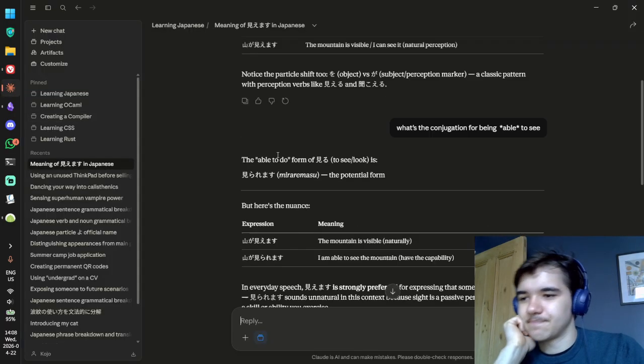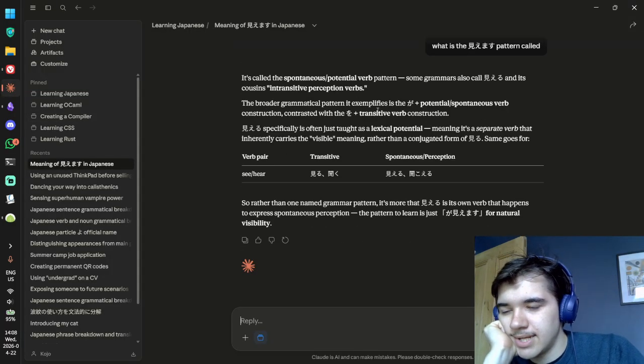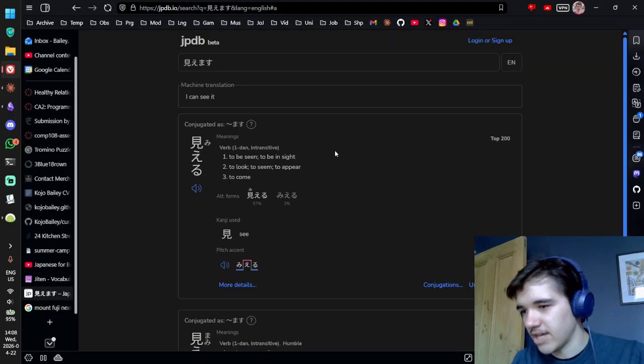What's it called, this pattern? It's called the spontaneous potential verb pattern. Some grammars also call mieru and its cousins intransitive possession verbs. I see. Since they say it for hearing and stuff. Okay, cool.